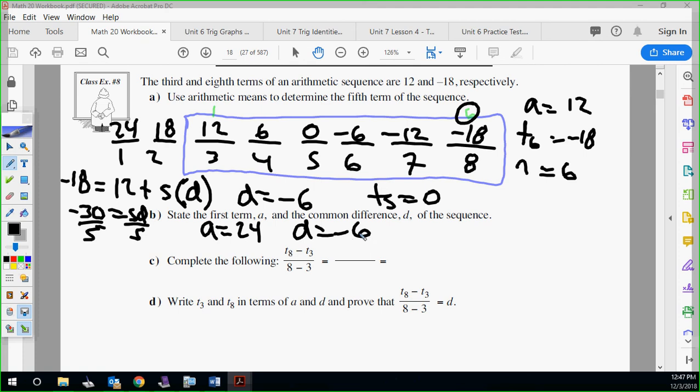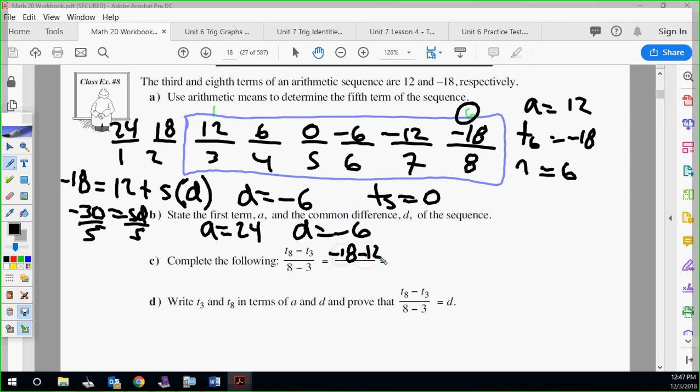Complete the following. What's that look like? That looks like slope formula because these are linear. That is true. Okay. You also could go term 8 minus term 3. Okay, so what's term 8 and term 3? Negative 18 minus the 12.